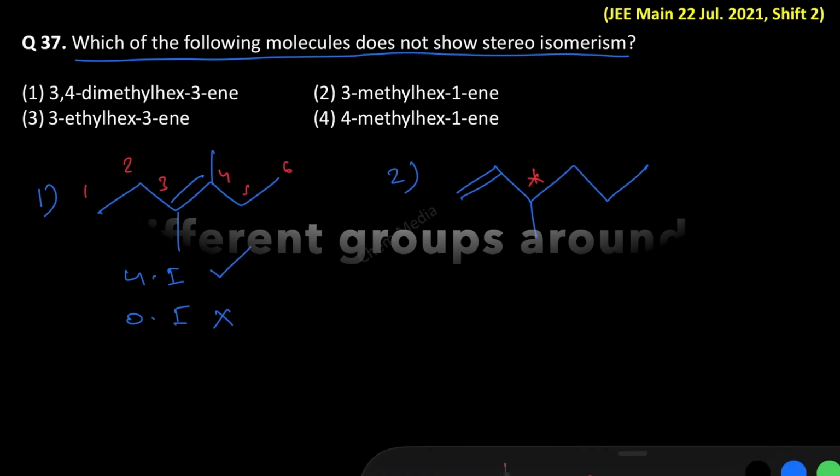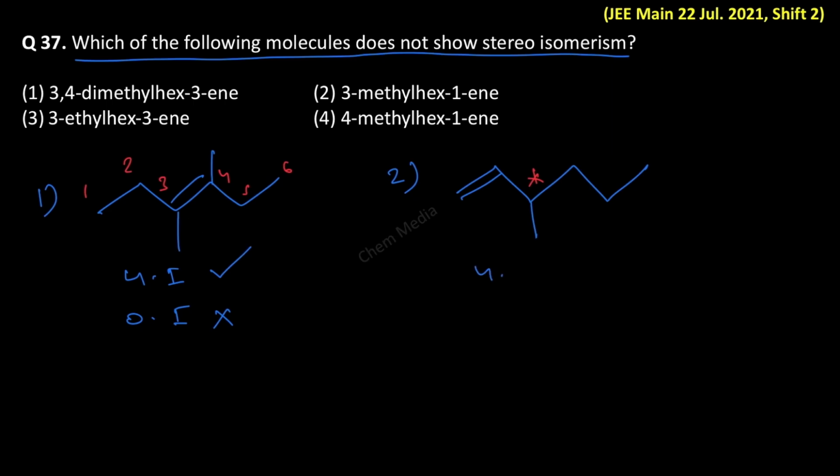So this means geometrical isomerism is not possible, but optical isomerism is possible. Why is geometrical isomerism not possible? Because we have 2 hydrogen atoms on the same side of the double bond. It's a terminal alkene, so for terminal alkenes, geometrical isomerism won't be possible. Therefore, we can eliminate that. Therefore, 1 is wrong, 2 is also wrong.